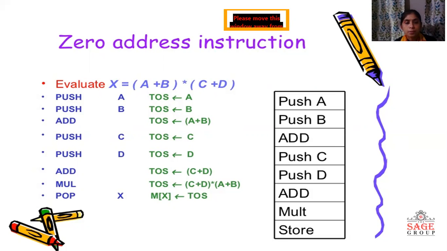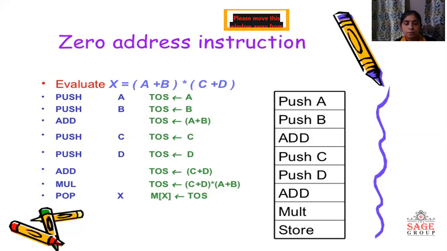Here first push A, and here TOS means top of stack. First we have to push A as data, means A will be at the top of stack. Then push B means first we have to store this data into the stack. First we can push A, or first we can push B. So here I have pushed A, then pushed B. Top of stack here, push means B's operand is there.